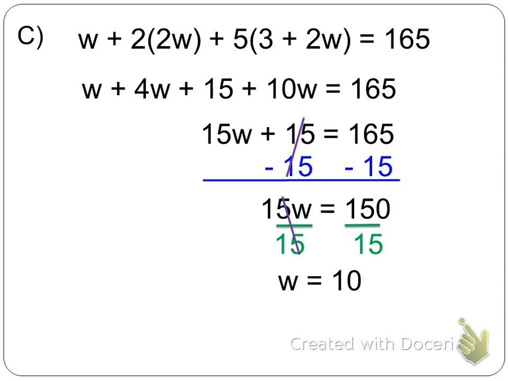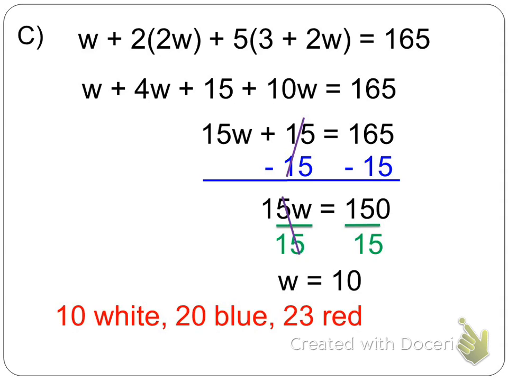Today? Yes. All right, any questions on how I got W? Okay, so that's the number of white chips. Then you have to plug it back into the box to find the rest. So remember, blue chips was 2W, and red chips was 2W plus 3. All right, we good?